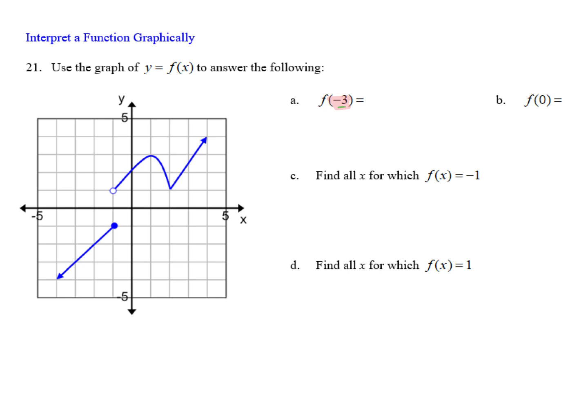Well, negative 3 is 1, 2, 3. There's my negative 3. What's the value of the graph at negative 3? And it's 1, 2, 3. So see, this is negative 3. This is negative 3. So f of negative 3 happens to be negative 3 because this point is negative 3, negative 3.